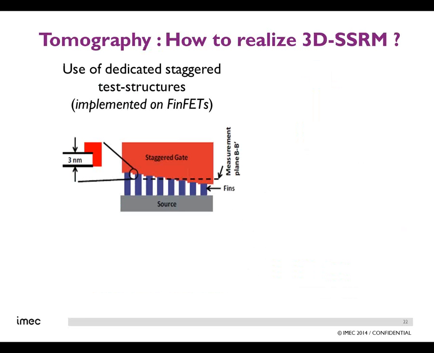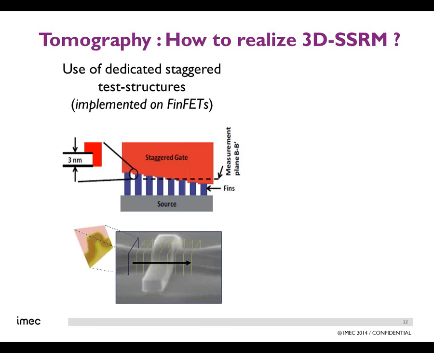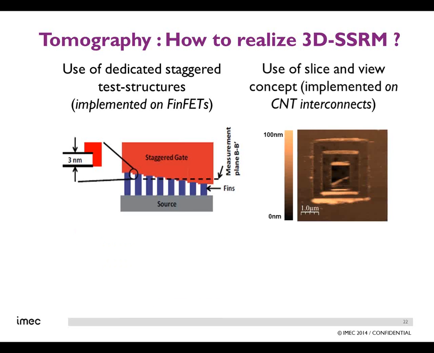Okay, you see we go from 2D structure towards 3D structure. So it's nice to be able to cut and to have planes in the center, for instance, of a nanowire. It's even better if you would be able to see a 3D view of this, to be able to make a 3D SSRM mapping to make tomography. There are actually two ways to do it. One way is to use a dedicated test structure, a staggered test structure. I will show you an example just later on. The second one is to make use of the fact that we use diamond tips.